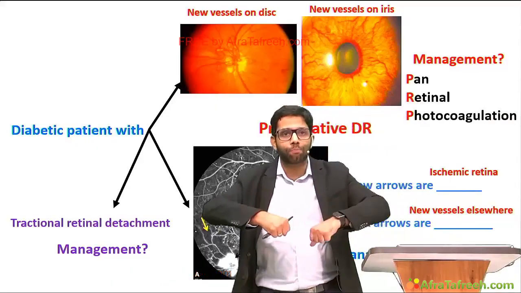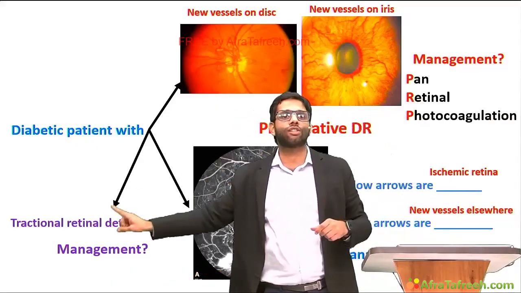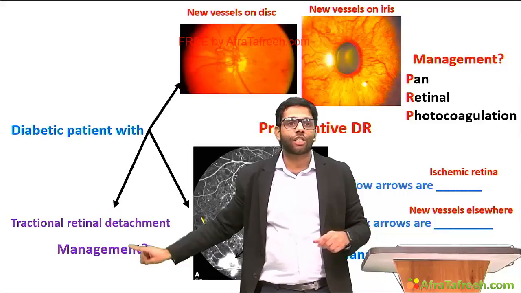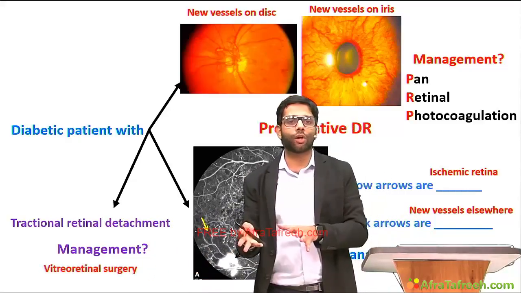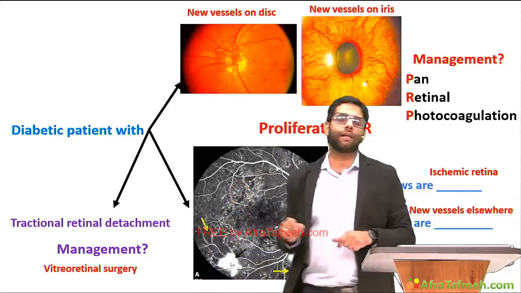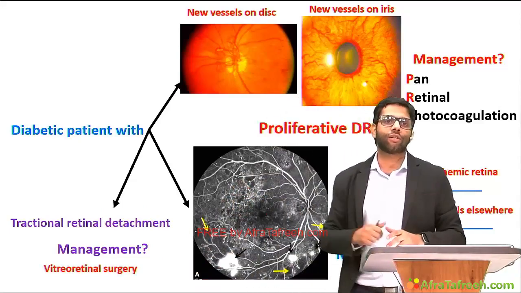These new vessels can pull the retina upwards, leading to tractional detachment, management vitreoretinal surgery. Take out the vitreous, replace the vitreous by oil or gas, and intraoperatively pan-retinal photocoagulation, that is tractional retinal detachment treatment.